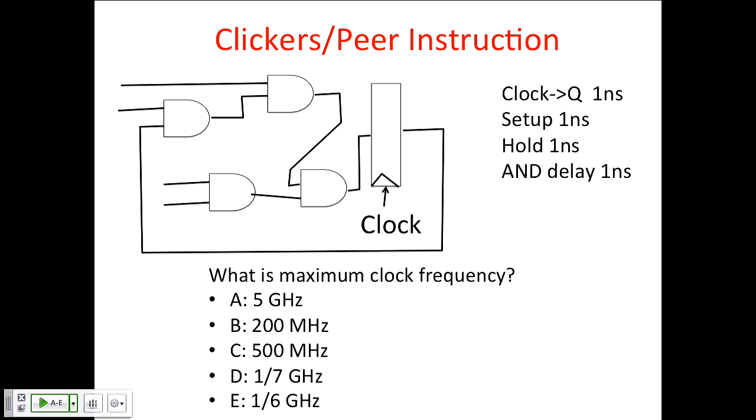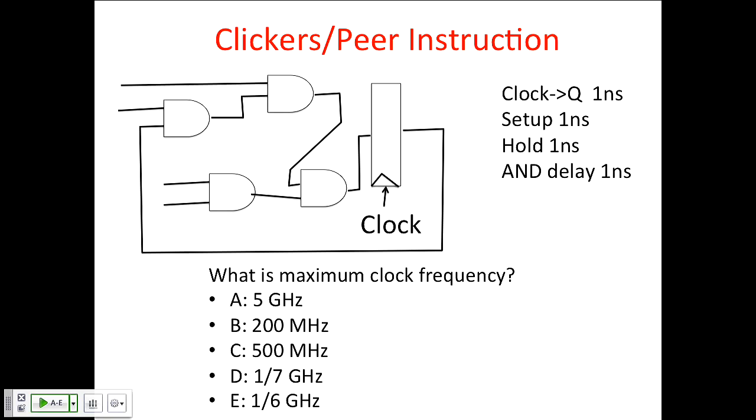A question? Could you just point out where all the clock to Q and setup times are in the circuit? Okay, so let's go through where these parameters show up in the circuit. So clock to Q shows up here. So the clock arrives, and it takes the clock to Q delay before the data shows up, right?